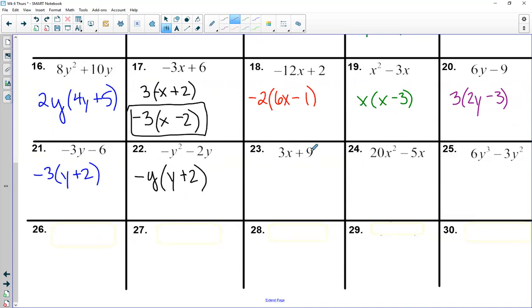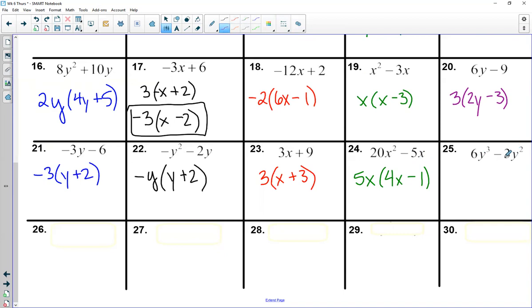For our next example, 3x and 9 will share a 3. So 3 times x will give us 3x. 3 times positive 3 will give us 9. Our next one, we have 20 and negative 5. Both 20 and 5 are going to share a 5. And x squared and x are both going to share an x. Let's make that a little bit nicer. So we're going to have 5x here. 5x times 4x will give me 20x squared. 5x times negative 1 will give me negative 5x.